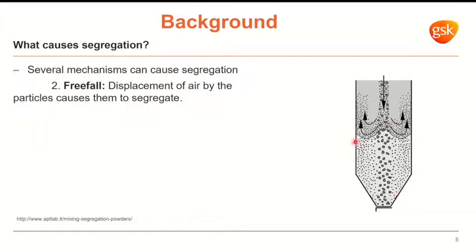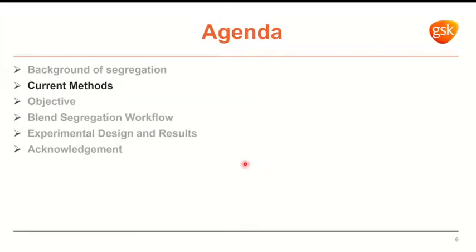As you can see here at the bottom, the larger particles are affected less by this free fall segregation, whereas the smaller, finer particles are affected more by the displacement of air, and they will have a higher density towards the edges, and the larger particles will have a higher density towards the center. So now it's obvious that segregation is a reality in the pharmaceutical setting, and it is a very important consequence that needs to be addressed.